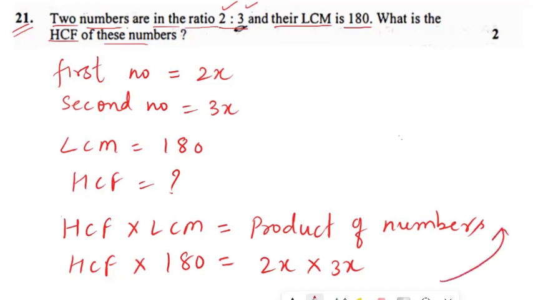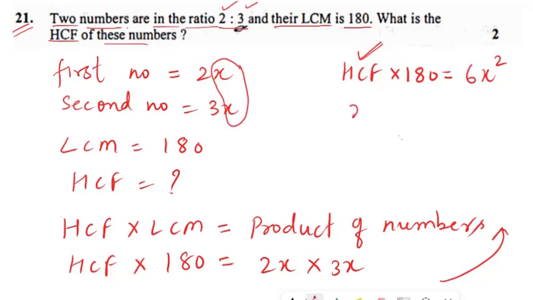I am solving it here. Now HCF into 180 is equal to 2 into 3 is 6x square. Here we can find out the HCF from these two numbers. First number is 2x, second number is 3x. So HCF is the common factor. So in place of HCF, we can write x into 180 is equal to 6 into x into x.